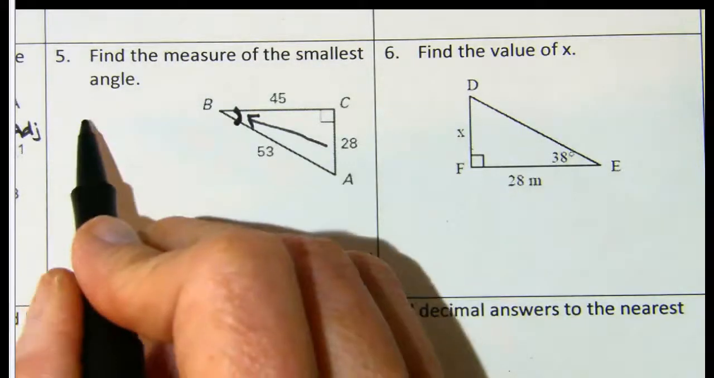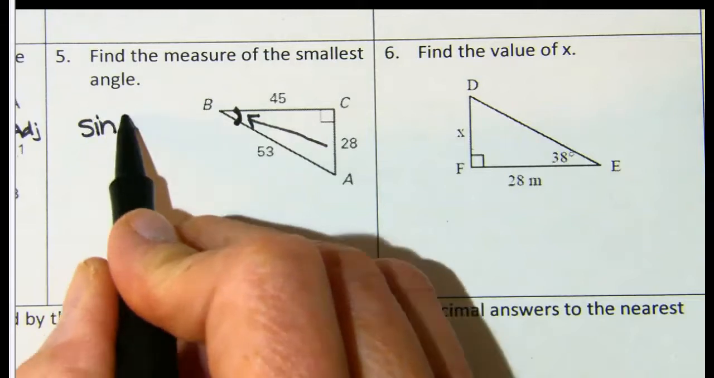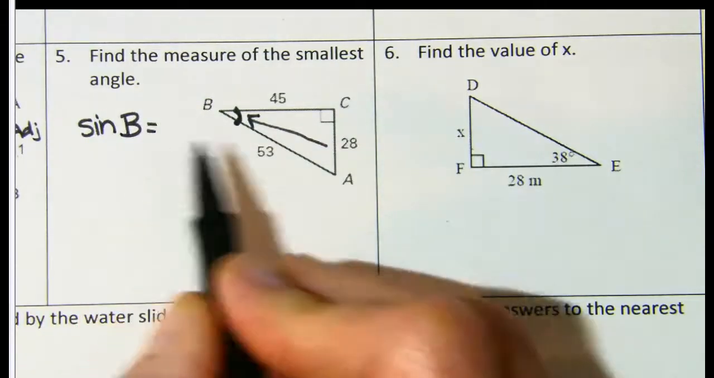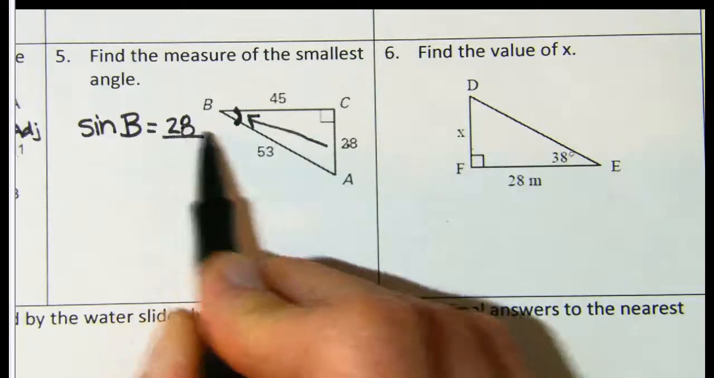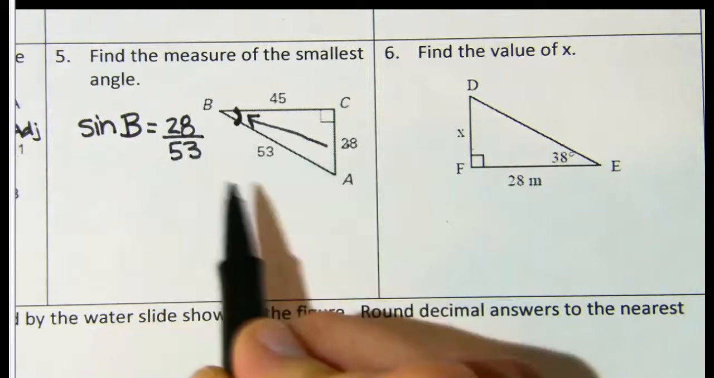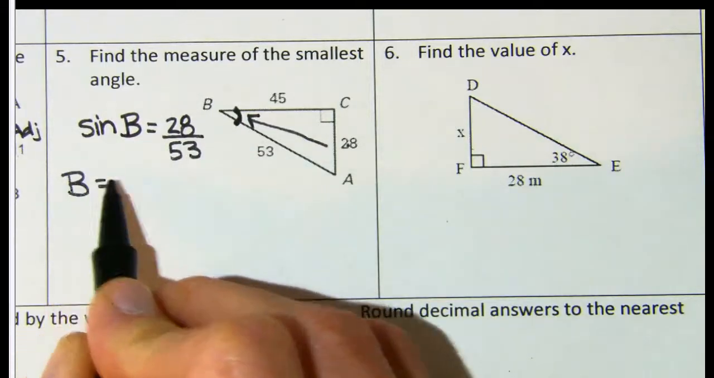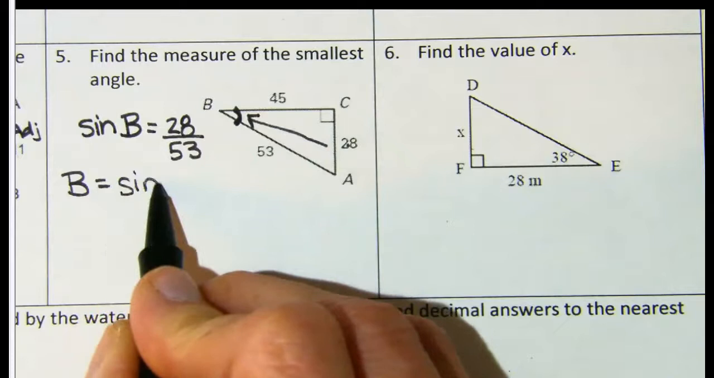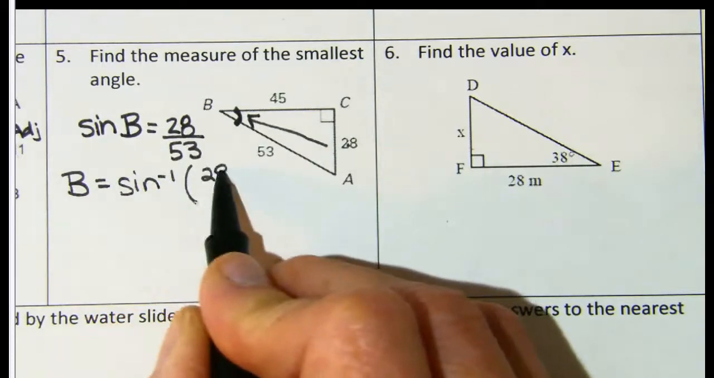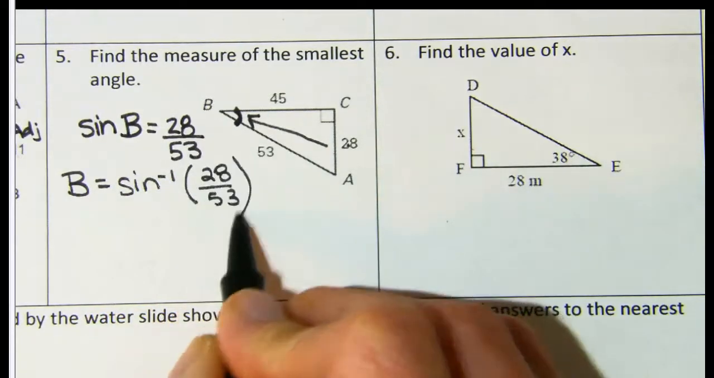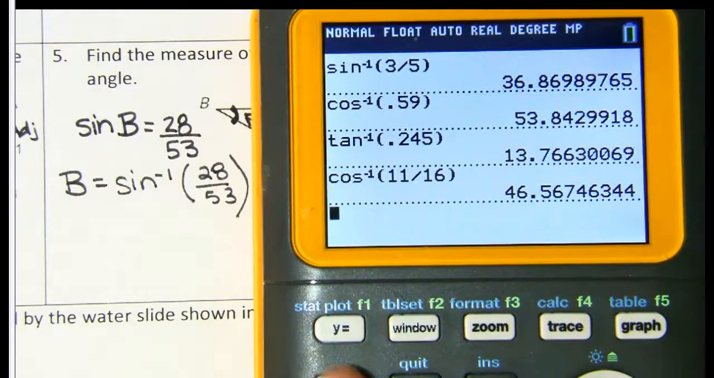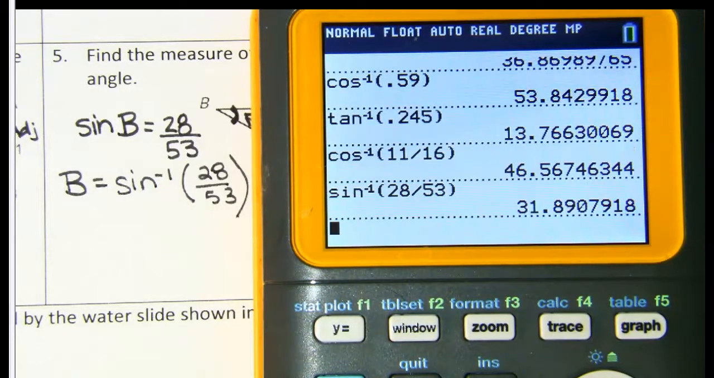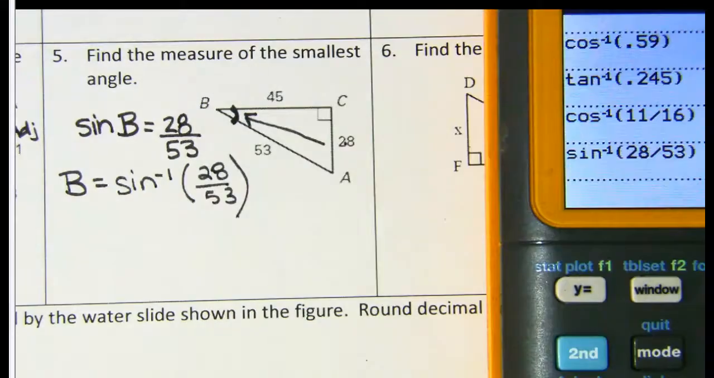But for me, I'm just going to go ahead and use sine. So sine B equals, since I'm using B and sine, I'm going to do opposite, which is 28, over the hypotenuse, which is 53. And then I'm going to say B equals inverse sine of 28 over 53. I'm going to use the calculator to calculate that. So inverse sine of 28 divided by 53, and we get 31.9 degrees.